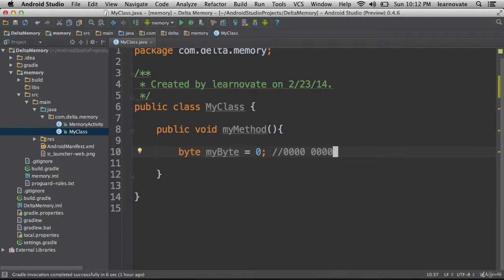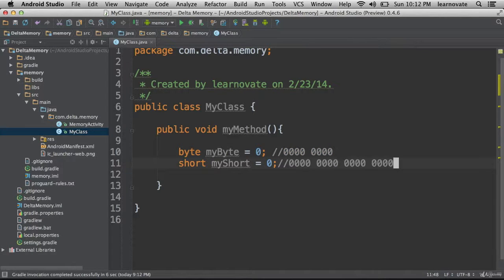Again, just 8 different switches all set to off. So this would be an 8-bit word size underneath the hood. The next one is short. Now, shorts are larger than bytes, but they're still a default 0 when they start. And they are 16 bits, which means they look kind of like this underneath the hood.